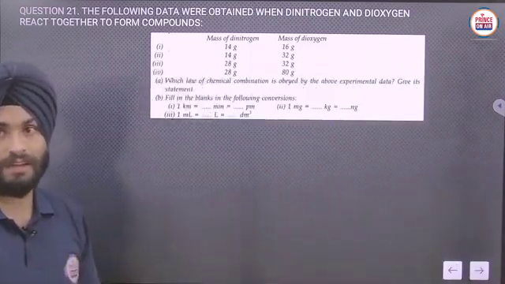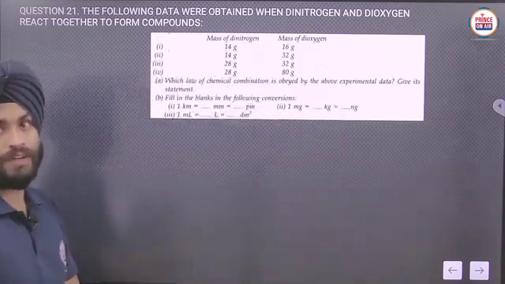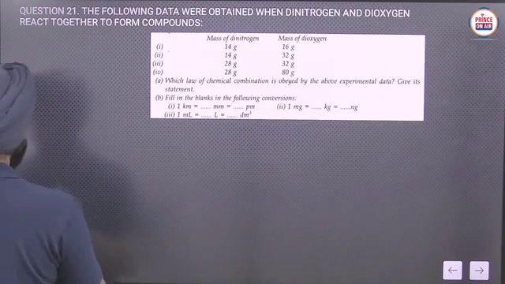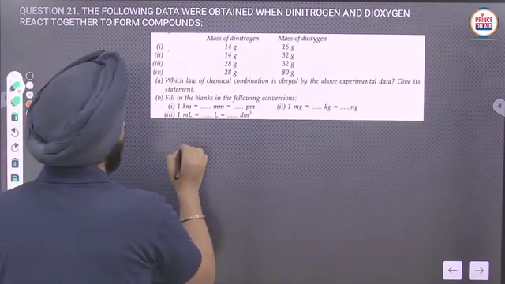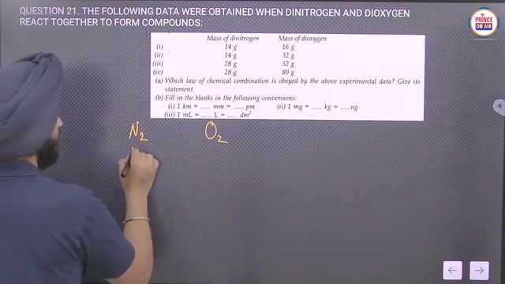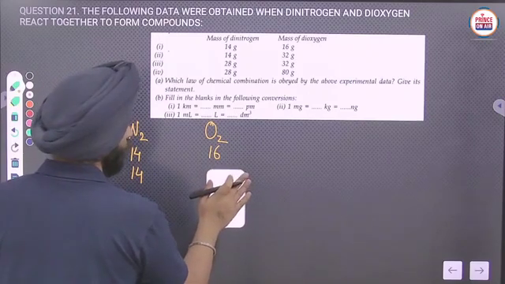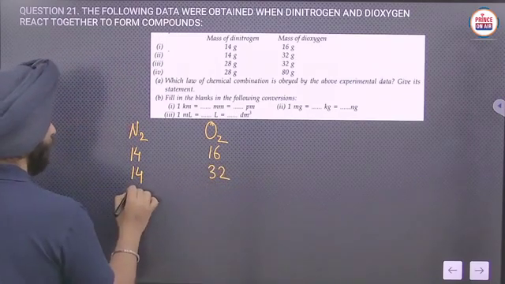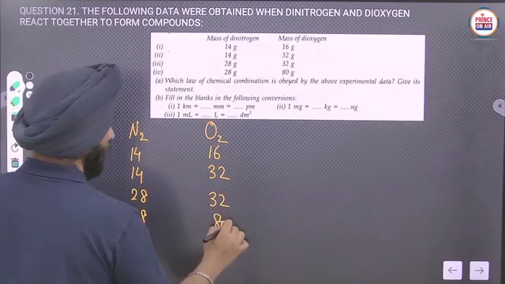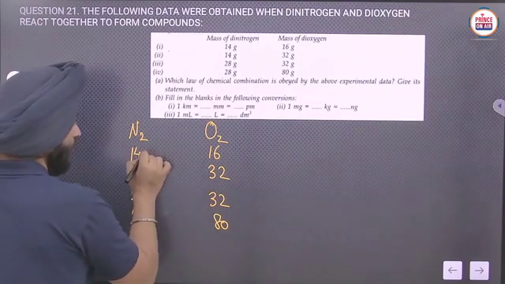The first question is like this, and afterwards the second question is filling the blanks of conversions. That we will discuss later on. Firstly, we have to do the first part. So try to do that question yourself first, and then I will give you the hint. Mass of nitrogen is given, no? And oxygen is given. So firstly it is 14 and then 16, then 14, then 32, and then 28, then 32, here 28 and 80. If you divide these both numbers by 2, you will get this 7.